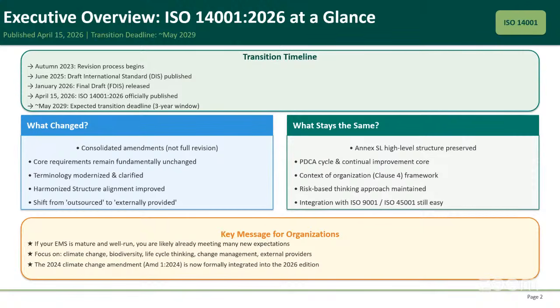And most of the changes will come from your context, from the internal and external issues that you must have identified in your clause 4, because clause 4 explicitly talks about your internal and external issues, which must now include climate change, biodiversity, and all of these things that we are talking about. So these are part of the things we are talking about.